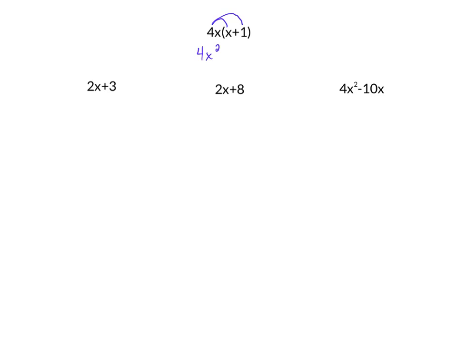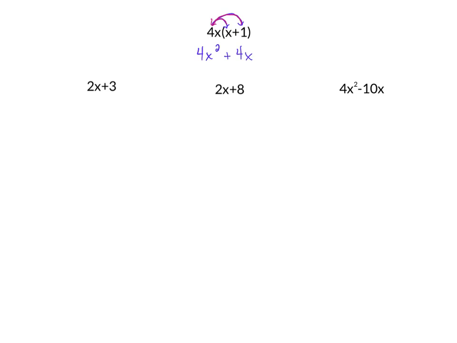Then I'm going to distribute to the 1, so 4x times 1 is just 4x. And that is my distributed expression multiplied out. So when we factor, what we're doing is we're going from a multiplied out expression back to a factored form. So we're looking at what we can take out and go the opposite direction. So when we distributed, we went that direction. And when we factor, we go the opposite direction and take something out.